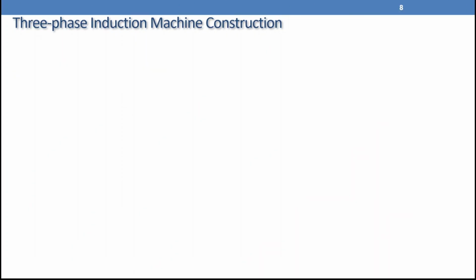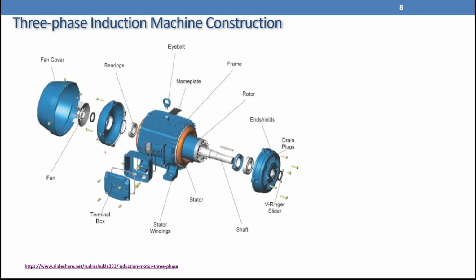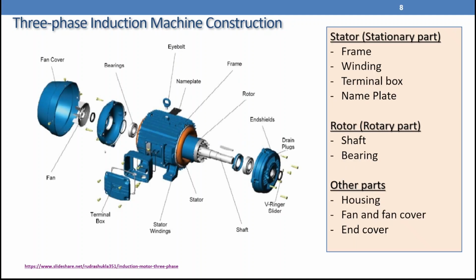So what is the induction machine construction? Look at this picture. We have a stationary part and a rotary part. The stationary part is represented by the stator. The stator includes the frame, and also we have the stator winding. The stator winding will be connected to the terminal box, and then we can add to the frame the nameplate, where we can find information about the machine such as rating and performance. Also, an eye bolt here can be used to lift the machine.